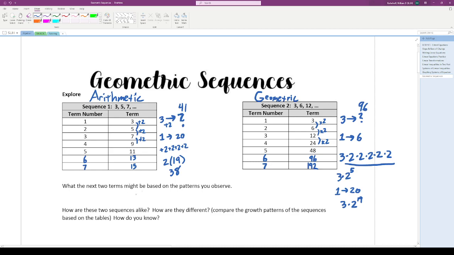So we found our next 2 terms, and we see how they're alike and different in that they're a repeated operation, but the repetition here is addition, which repeating it turns into multiplication. And here we're repeating multiplication, which turns into an exponential.